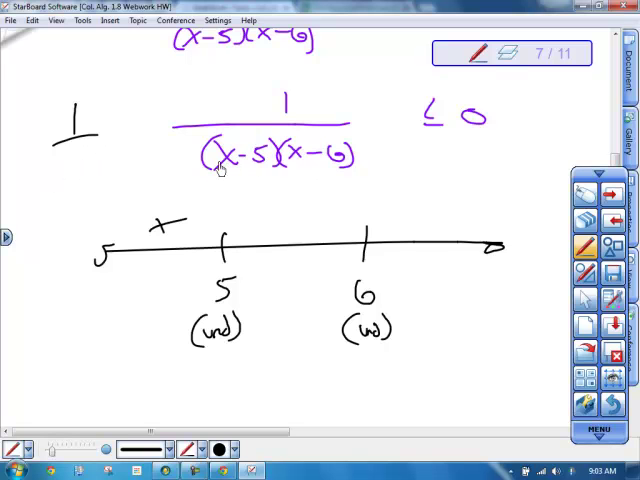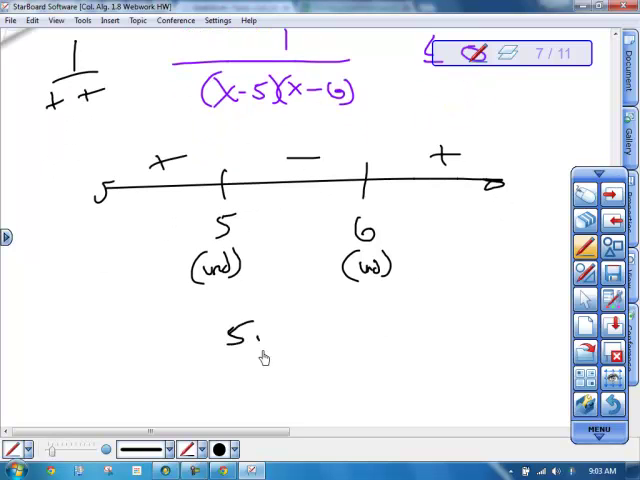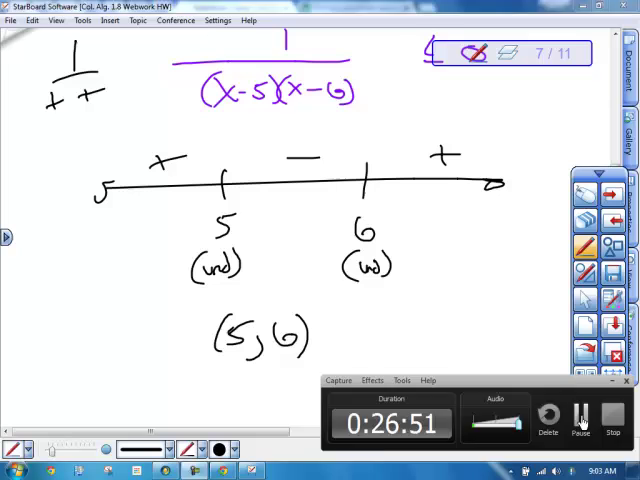5.5 would give you a positive in this one, but a negative in this one, so that'd be negative. And then 6, a number bigger than 6, like 7. If you pick 7, 7 will give you a positive there and a positive there, so they'll give you positive. So when we're asked when is this less than or equal to 0, we'd say from 5 to 6. But we can't include either of these points because they're undefined. So I'd have to use parentheses there and not include those points.